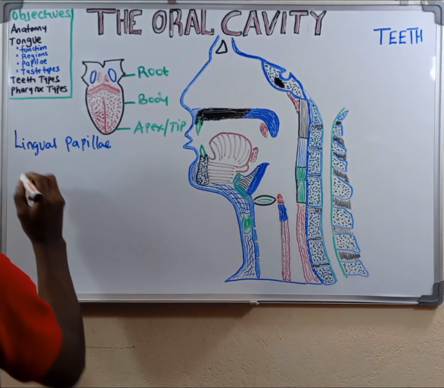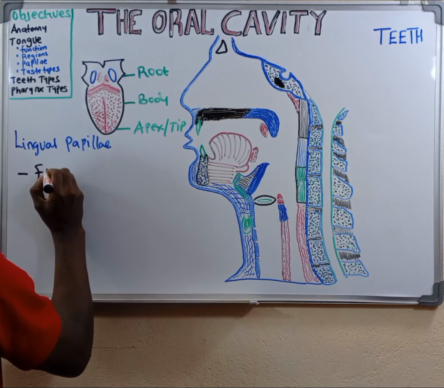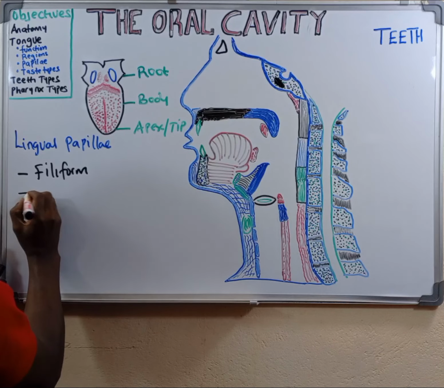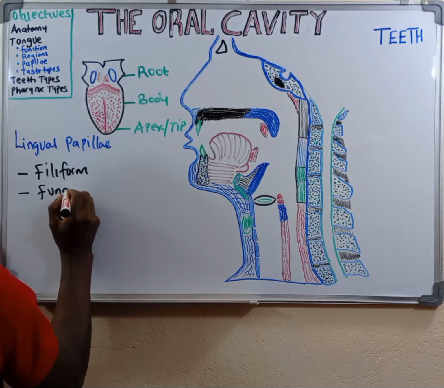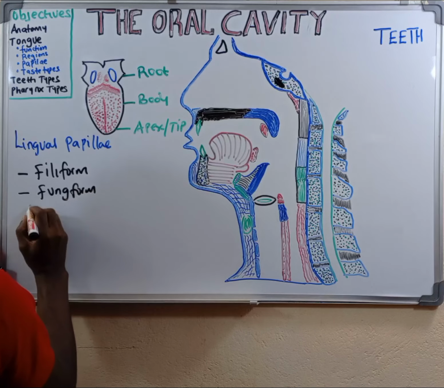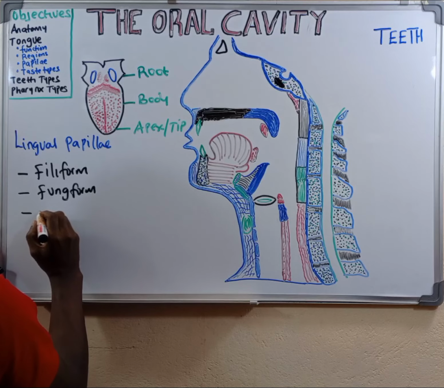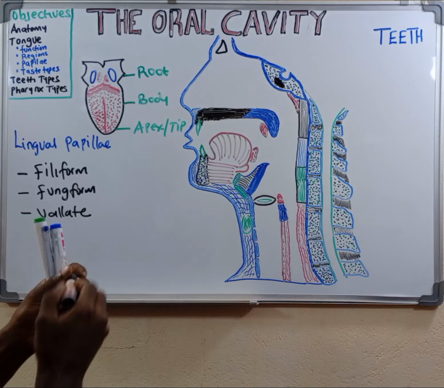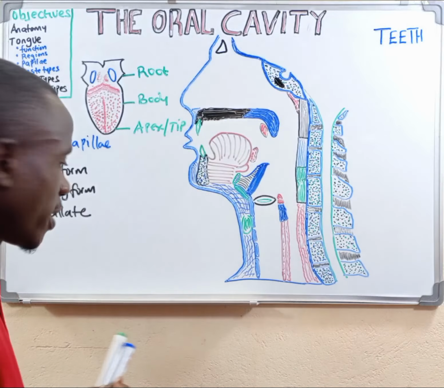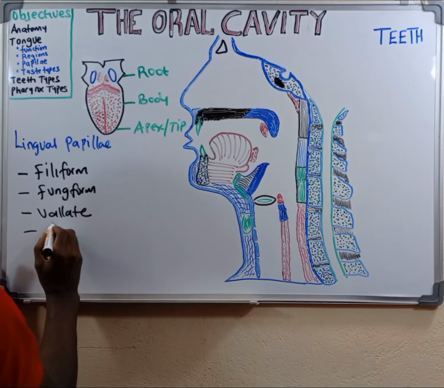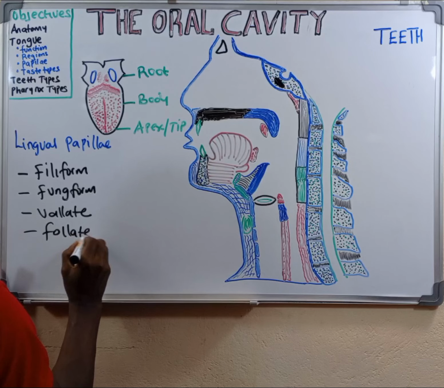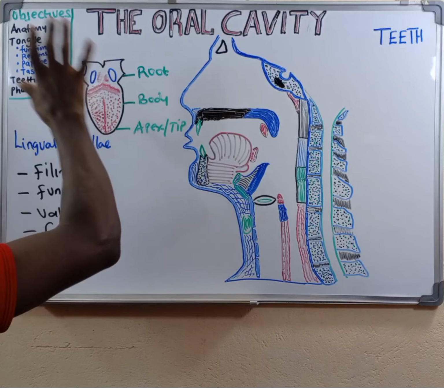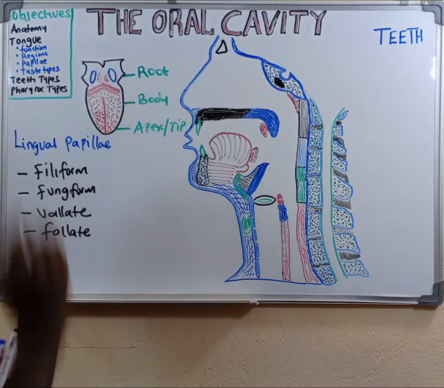We have the first one, the filiform. We have the fungiform. We also have the vallate, but you may find some people calling it the circumvallate. And then the last one is the foliate. So these are the four lingual papillae, the tiny projections on top of the tongue.